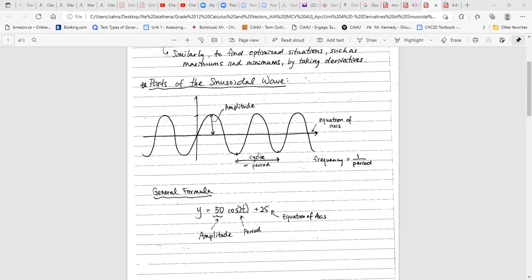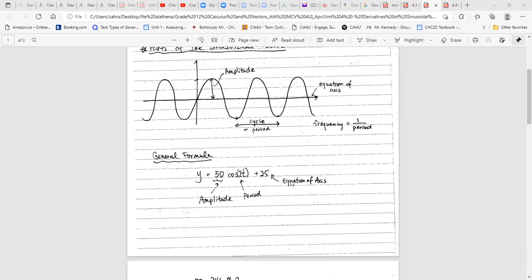Cycle is the distance between two symmetrical points, like maximum to maximum, or minimum to minimum. The length of the full cycle is the period. The equation of the axis is the midpoint between the maximum and minimum. Frequency is 1 over period.